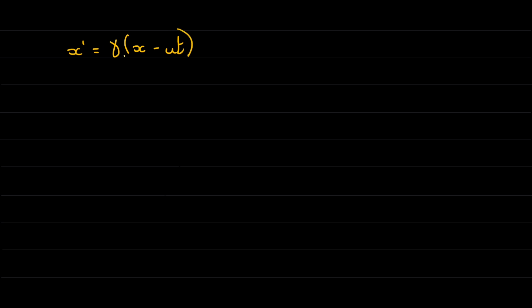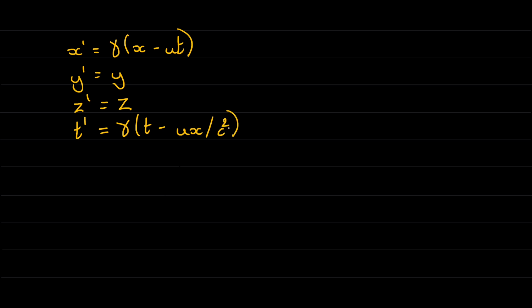So all we've really done is put this gamma in front of the x minus ut term in the Galilean transformation. y prime is still going to be equal to y, and z prime is still going to be equal to z. Now, t prime is not going to be equal to t. So we know that we have some weird effects that go on with time in special relativity. So t prime is going to be equal to gamma times (t minus ux over c squared).